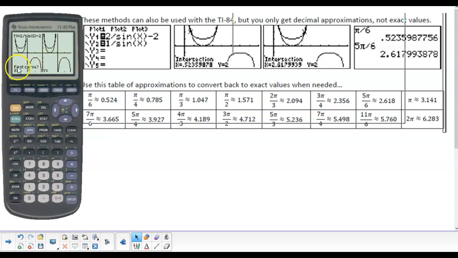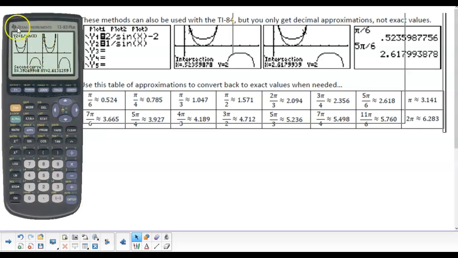So the first one is asking me for the first curve, and I'm going to use my arrows here to advance, and notice up here, if I go back a little bit, see that little X that's blinking, that point coming down? That's the thing that is telling me which curve I'm on, and I want to be right near that point of intersection I'm trying to find, right? So here is the curve 2 divided by sine of x minus 2. It's blinking on it. I'm right near that first point of intersection, so I press enter.